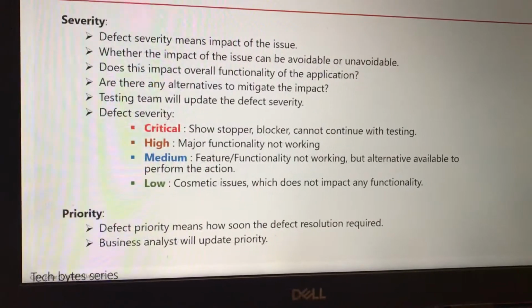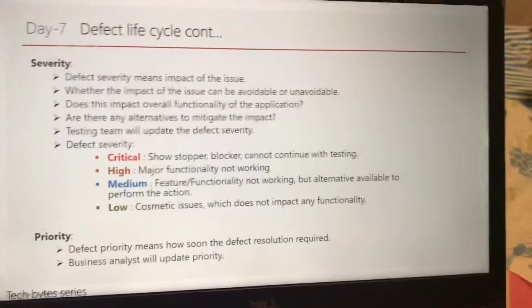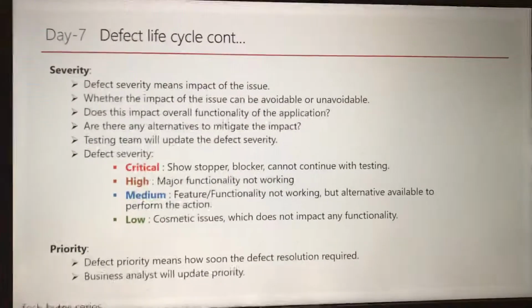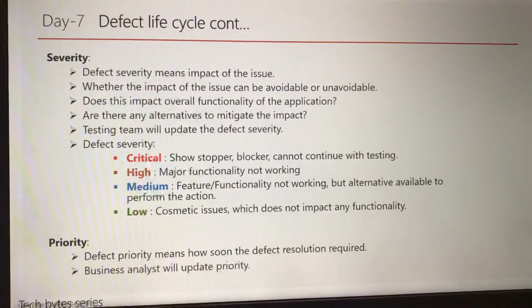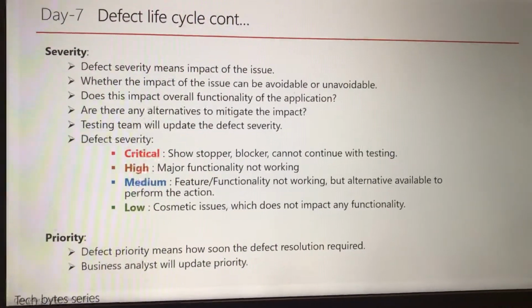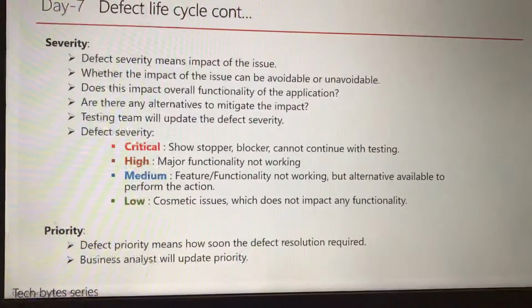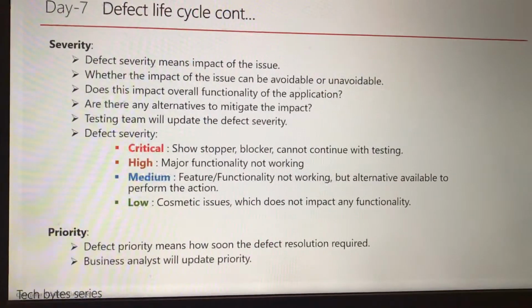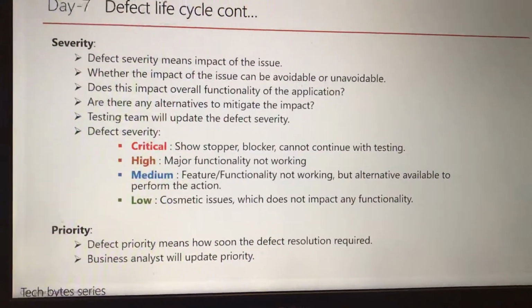Priority. Defect priority means how soon the issue has to be resolved, how soon the functionalities should be available for the end user. Based on that, the priority will be given. Usually priority is given by the business analyst. Usually priority 1 means the defect has to be resolved as soon as possible. If there is a priority 2, it means the other high priority defects have to be resolved first, then move to the low priority defects.